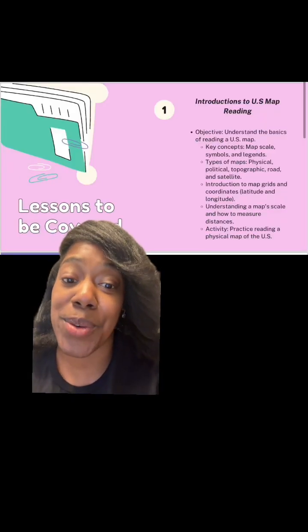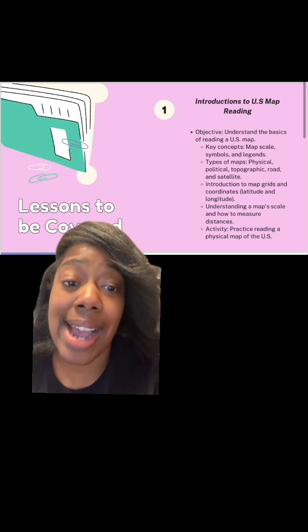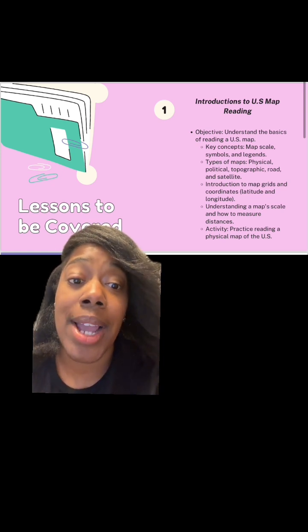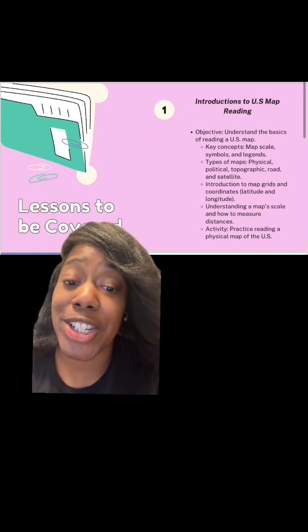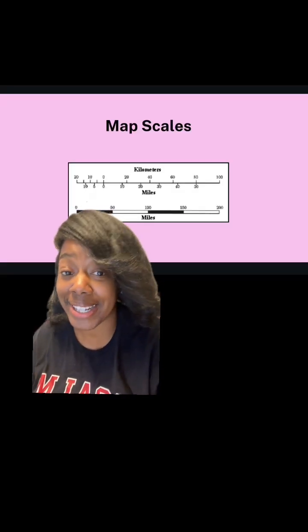In this lesson, we'll be going over key concepts like the map scales, symbols and legends, the types of maps, and then latitude and longitude, and also the map scales and how to measure it. And then we'll finish off with an activity. So first off, let's talk about map scales.